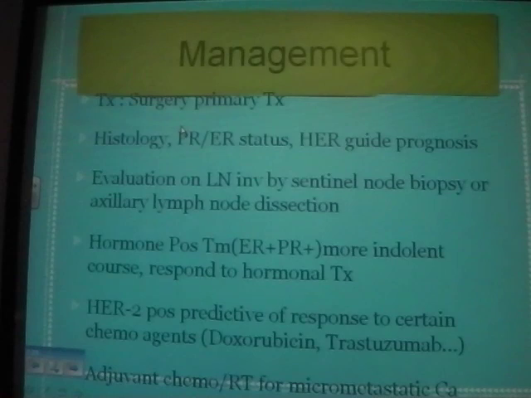How do we manage breast cancers? Well, first of all, surgery is the primary treatment most of the time. We first get a biopsy, obviously, of the tissue, and we analyze it histologically, and this is how we determine the status, whether the tumor is hormone controlled or not, which is determined by the expression of progesterone and estrogen receptors. And obviously this guides prognosis.